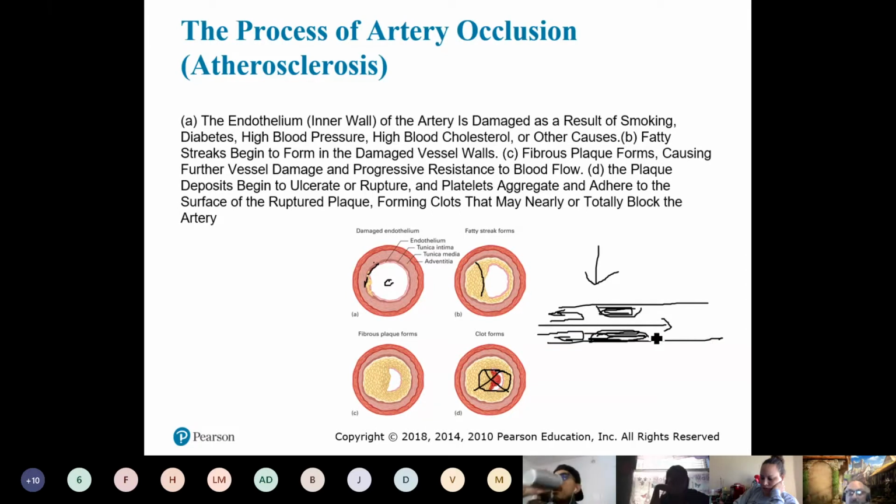And so now the heart muscle is going to go through stages, through ischemia, and then injury, and finally infarct. So ischemia is decreased blood flow to the heart muscle. Injury is when there's some injury starting to occur to the heart muscle, and infarction is where the heart muscle dies.